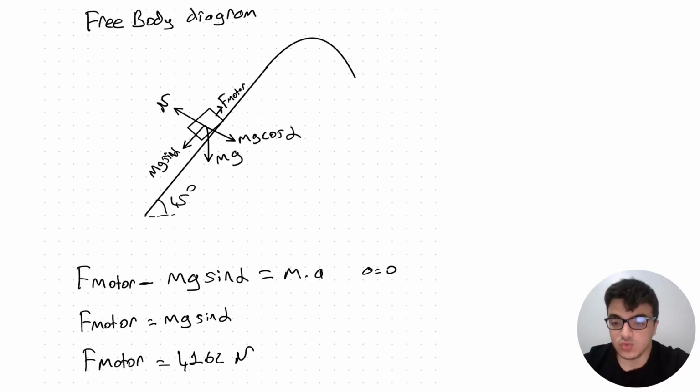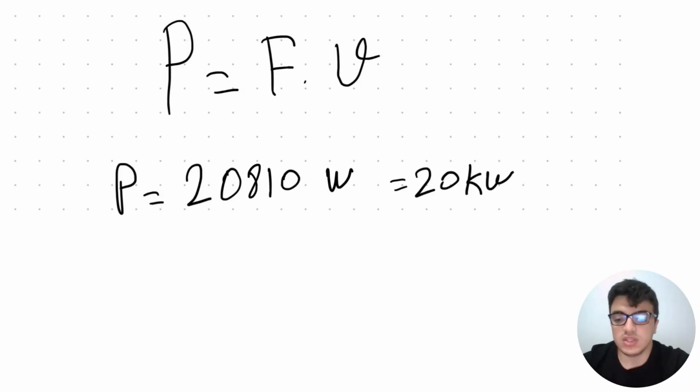To find the force while the train moves up the ramp, we use a free body diagram. From this, we calculate the motor force: 4162 newtons. Finally, we use this formula for the power. The power is calculated as 20 kilowatts.